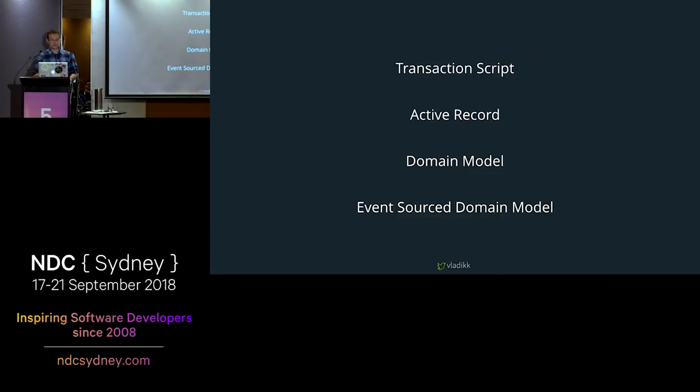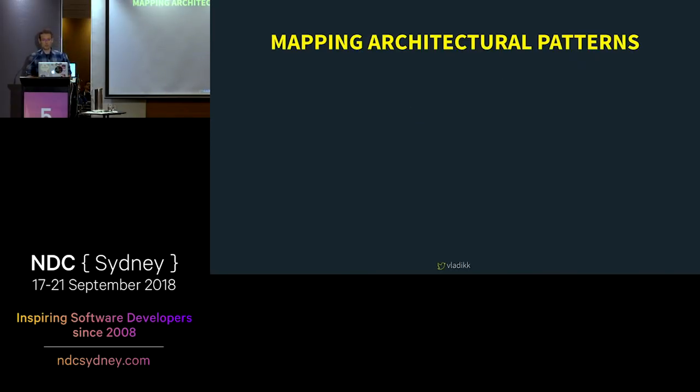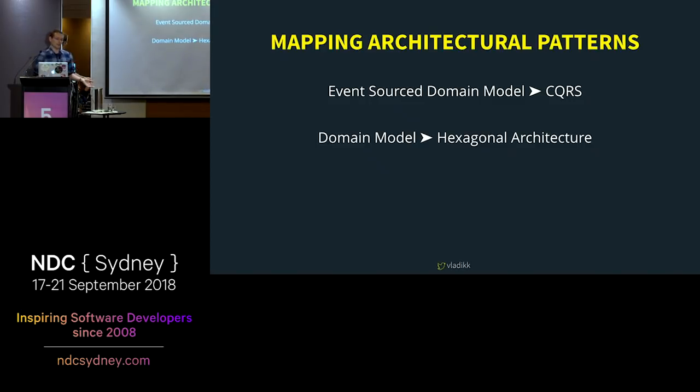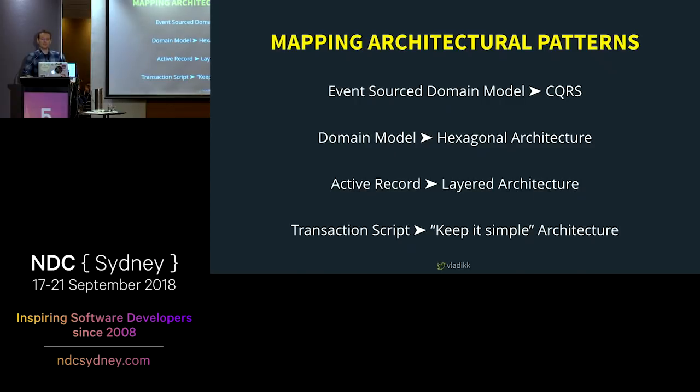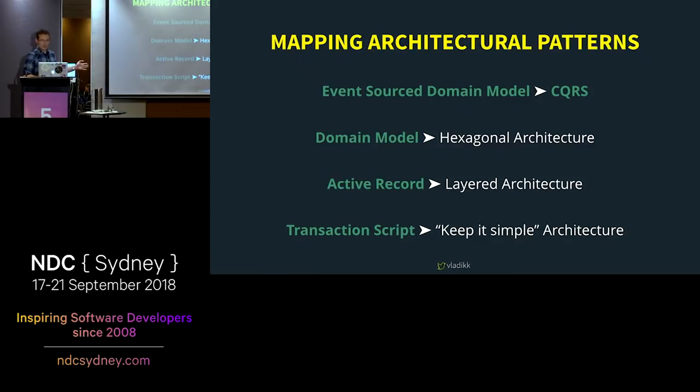Now, once you've decided which of these patterns to use, it becomes a trivial job to map a suitable architectural pattern. In most cases, event sourcing requires CQRS. Domain model requires hexagonal architecture, use layered architecture for active records, and for transaction script, in many cases, you can even do away without layers. But there is one exception here, and that's CQRS. CQRS can be very useful not only for event sourcing, but for any of these patterns, but I will get back to it in a minute.